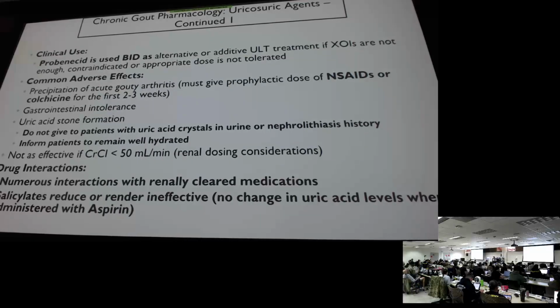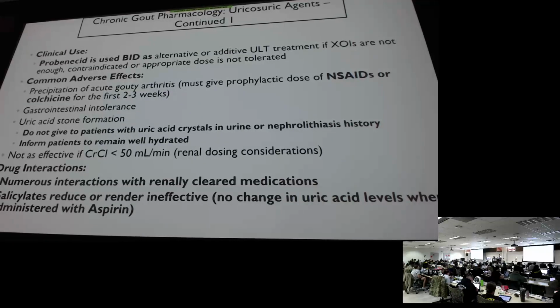So we don't need to know the dosage, but basically just know probenecid, the uricosuric agent alternative to the XOIs, if they don't work, if there's a contraindication, or it's not tolerated. So we mentioned of all the ULTs, precipitation of gouty arthritis is a concern when you start it. GI is an issue again, and through probenecid you can have uric acid stone formation. So don't give it to patients with uric acid crystals, or you can precipitate stones.